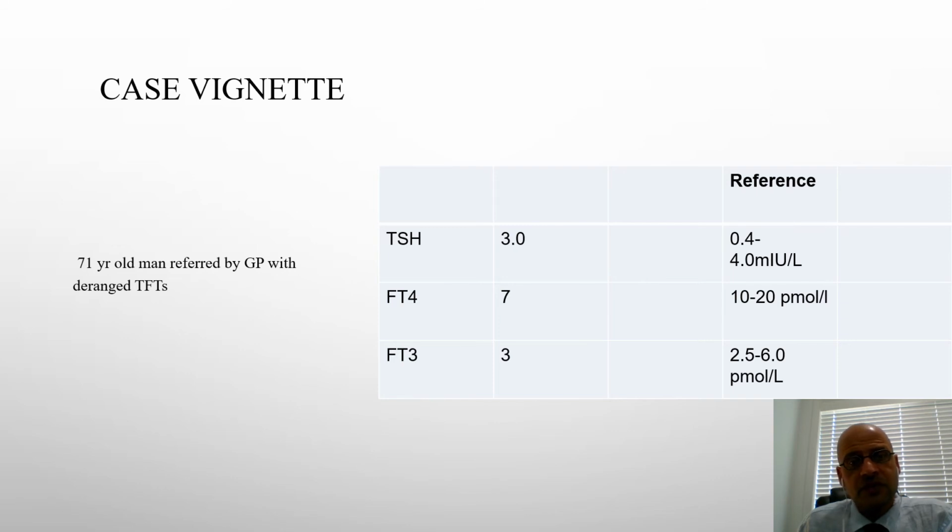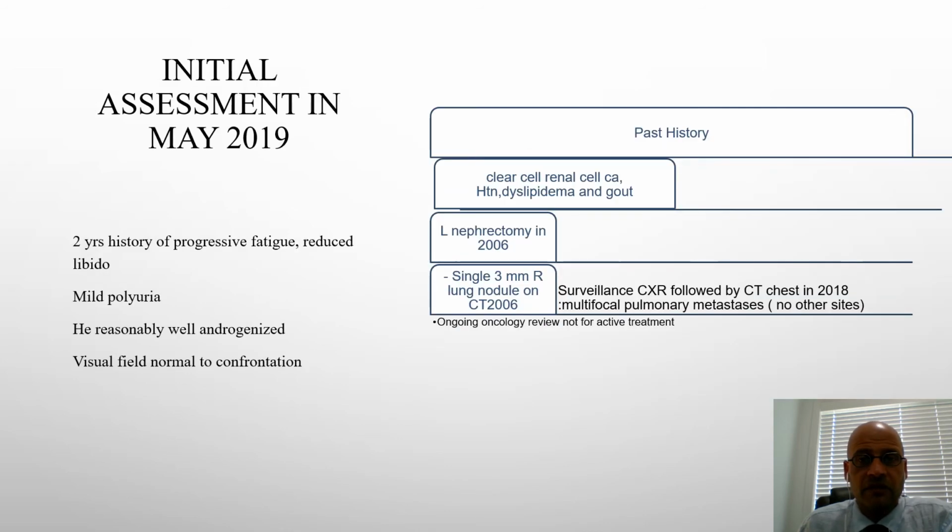Pituitary metastasis. We'll start with this case vignette of a 71-year-old gentleman referred to the practice with deranged TFTs, and I hope you appreciate low T4 and inappropriately normal TSH. So that was enough for us to signal central hypothyroidism.